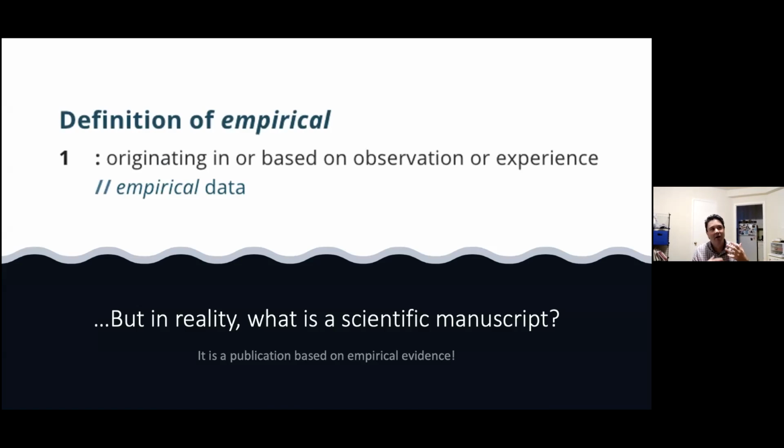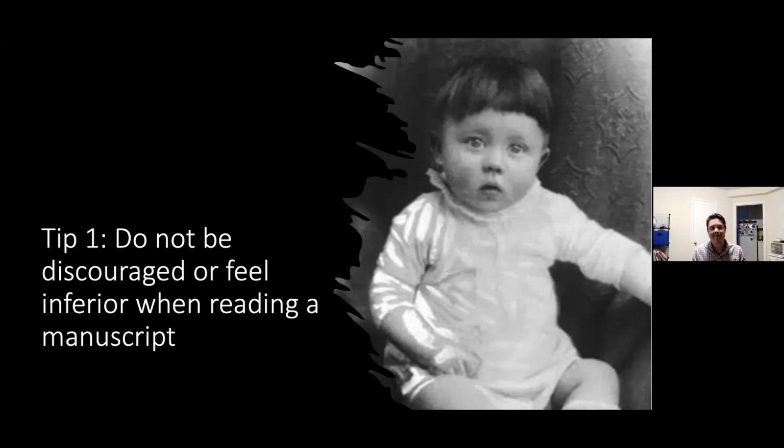So when we talk about publishing data based on empirical evidence, what we're really talking about is going into a lab and doing wet lab work or computational work, collecting data, observing that data, and then reporting on it. That's empirical evidence. It's based in observation.